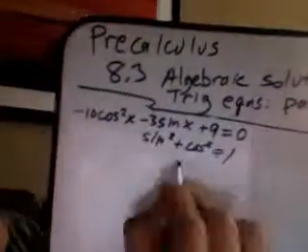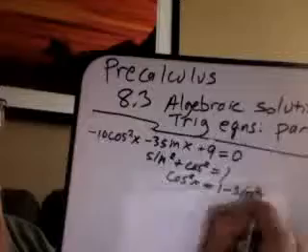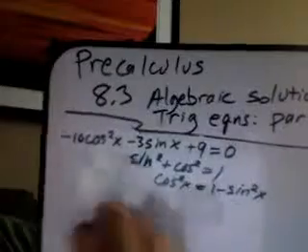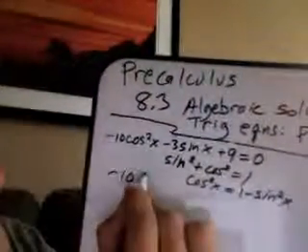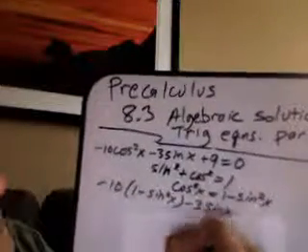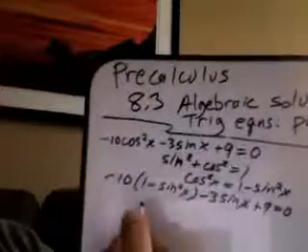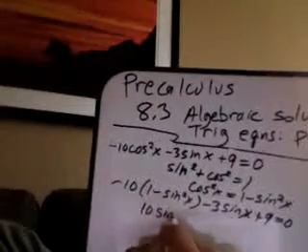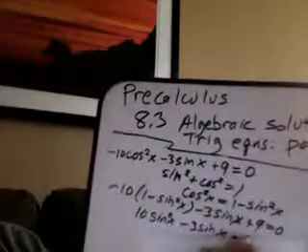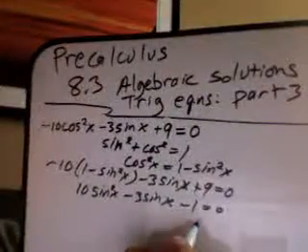So cosine squared of x is the same as 1 minus sine squared of x. So we're just going to replace cosine squared of x with this. Negative 10 times 1 minus sine squared of x, minus 3 sine x plus 9 equals 0. Expanding this out, distributing this multiplication and consolidating, the minus 10 and the 9 give us the minus 1. Alright, now we're in business.